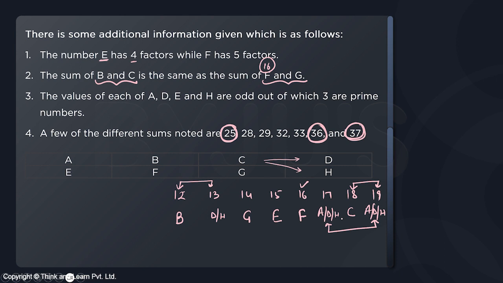If that is B, then this must be C. I hope this is clear. Now C cannot be added with A, right? I cannot have A, D or H.